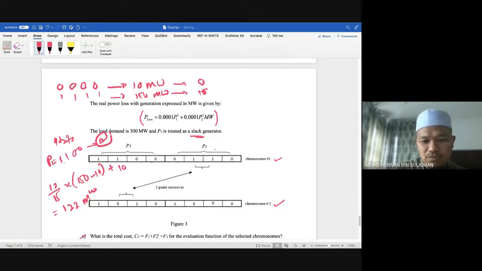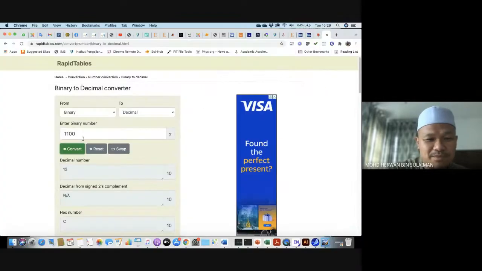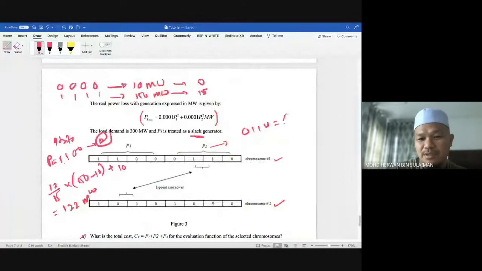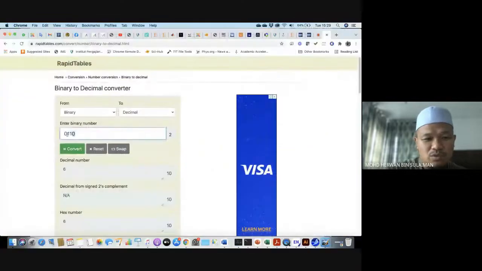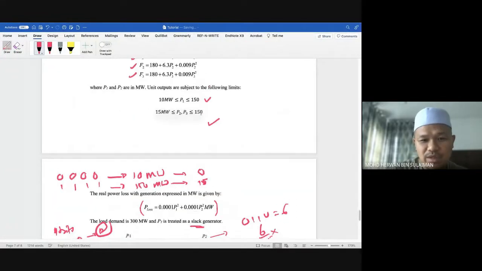So similar for P2. P2 is 0110, basically what? I think now 6, right? Or if you want to double confirm, yes, 6. So the result is 6 in decimal. To get the value, now it is 6 divided by 15, because the maximum is 15. You put 1111, that is 15. So times this one, for P2 your range is 150 and 15.